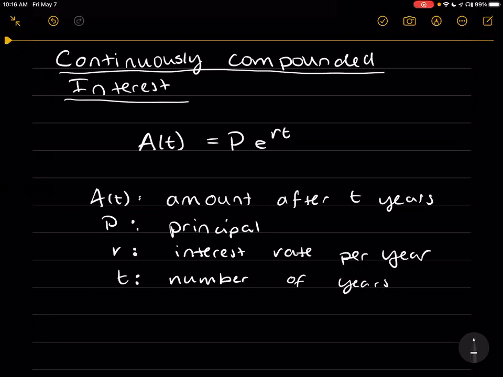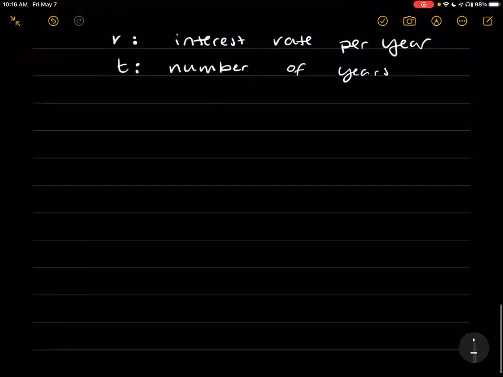So this is the continuously compounded interest formula. And hopefully the background material that I just went through gives you a little bit of intuition as to where this came from, why it looks like this, and why the e is there. So let's look at an example of using this.